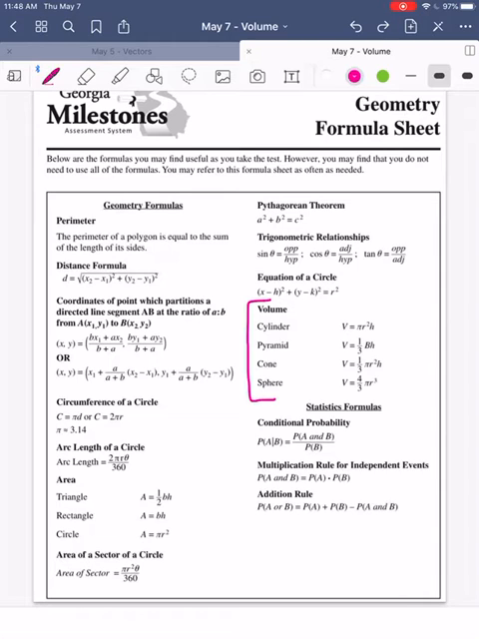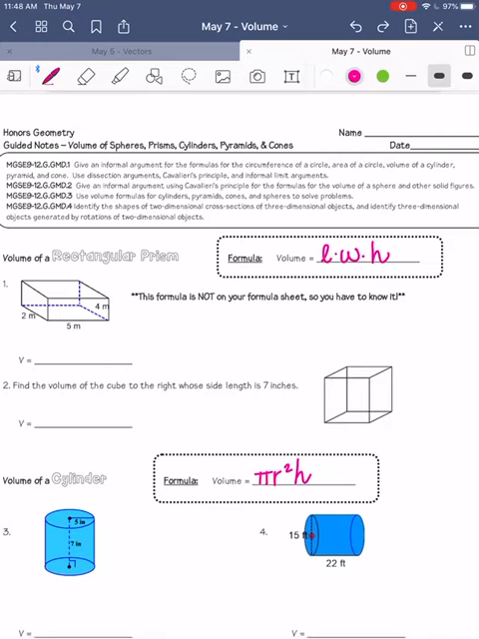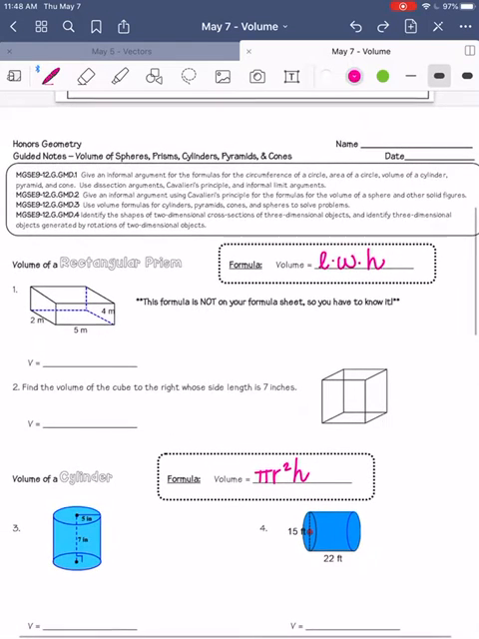We're going to be doing volume of different solids, so three-dimensional shapes. You can reference here, and I'll have them in the notes as well. We're going to do three different shapes today: the rectangular prism, a cylinder, and a cone.